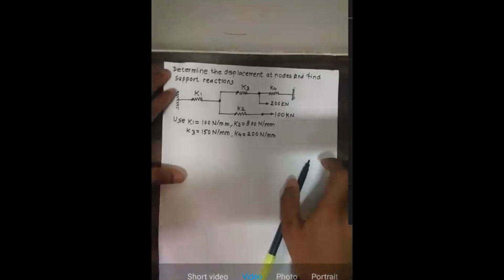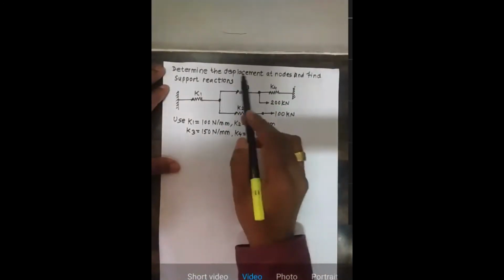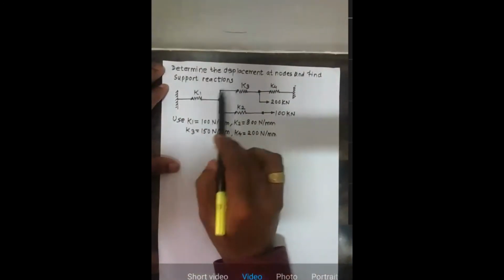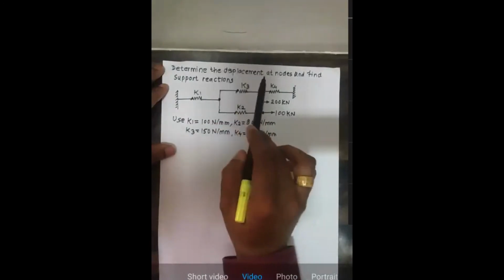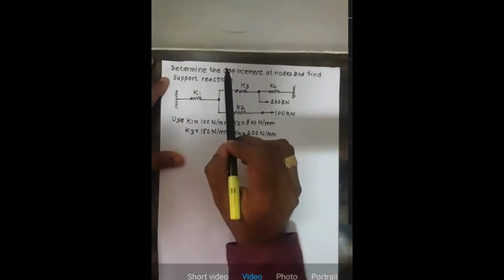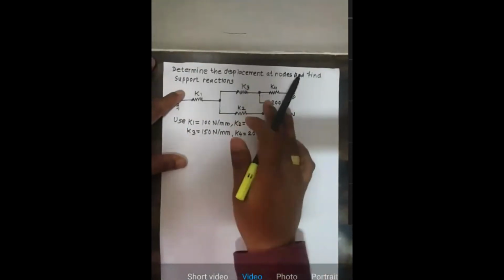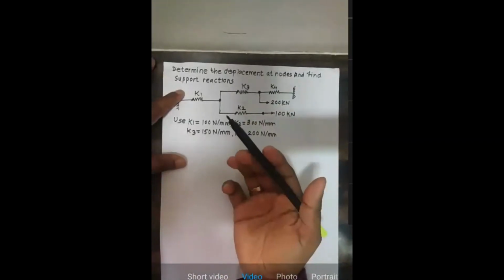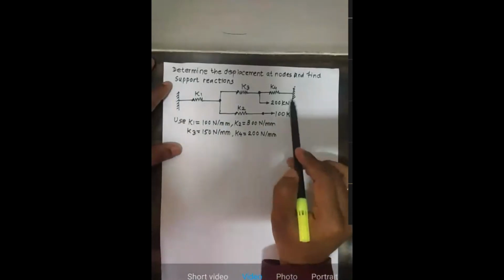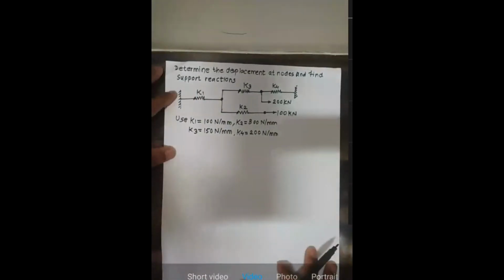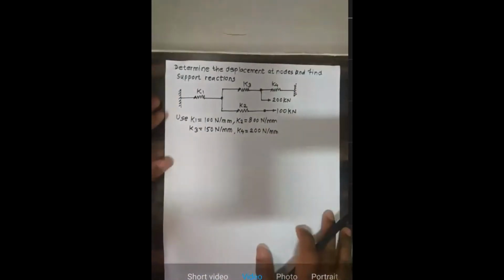Okay, no problem. So this is our problem. Determine the displacement at the nodes and find support reaction. So we are supposed to determine the displacement. What is the displacement at the nodes? And the support reaction. So see, you will get the displacement at the nodes when you form the nodes, right? And you will get the support reaction where you have fixed support, right? Getting or not? So this is basically the problem which is given, right?